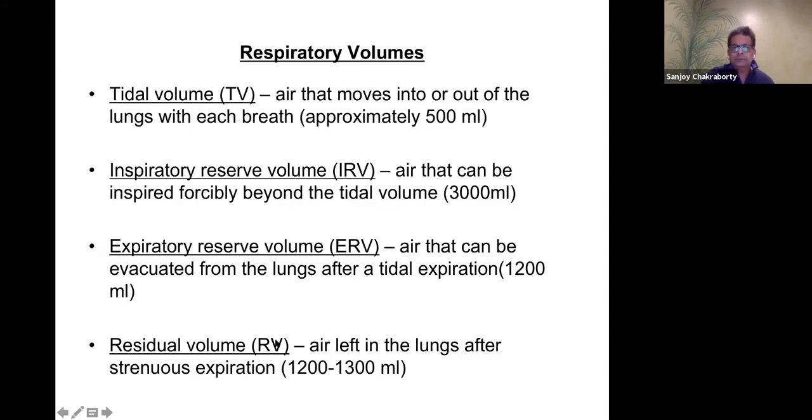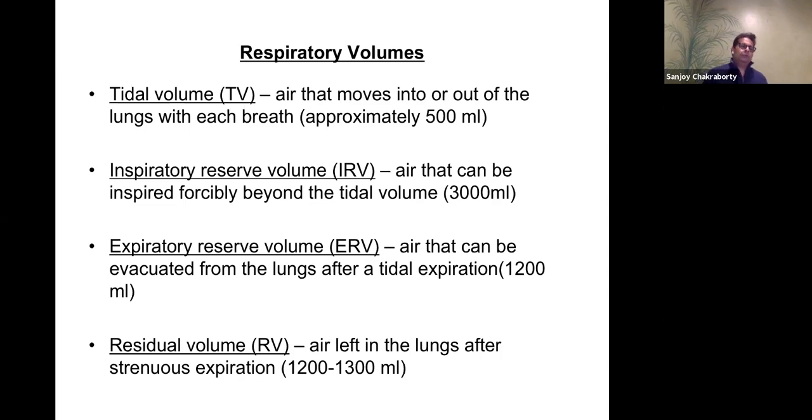Residual volume. This is the one that stays in the lung. You don't breathe them out. You can't breathe them out. That stays in the lung. So it's the amount of air that remains in the lung all the time.